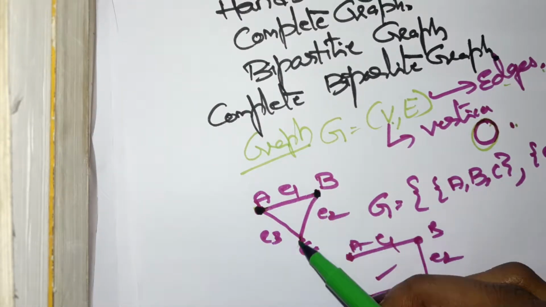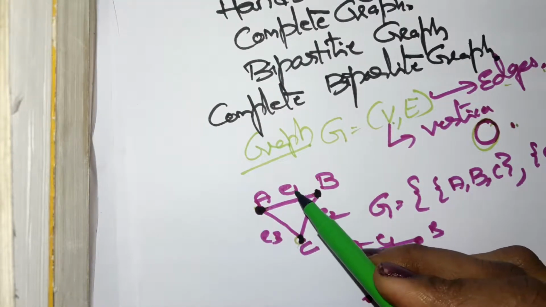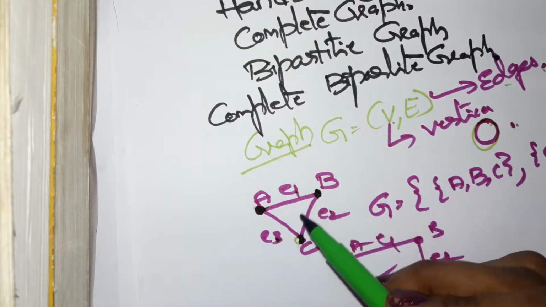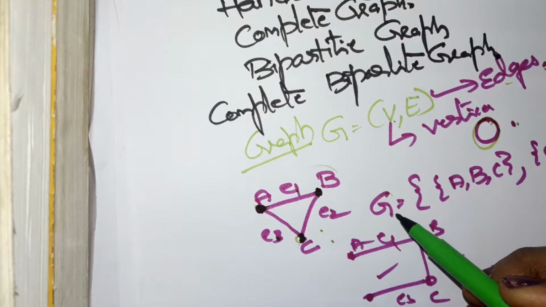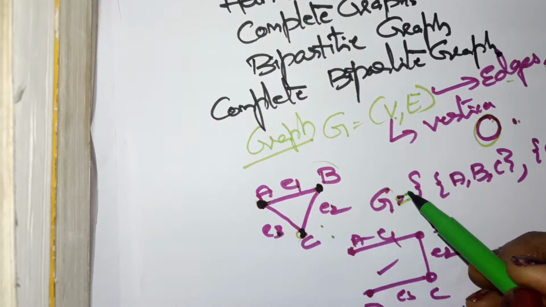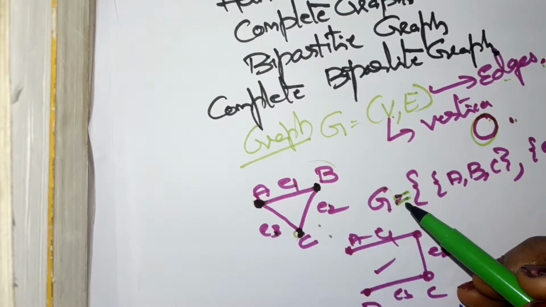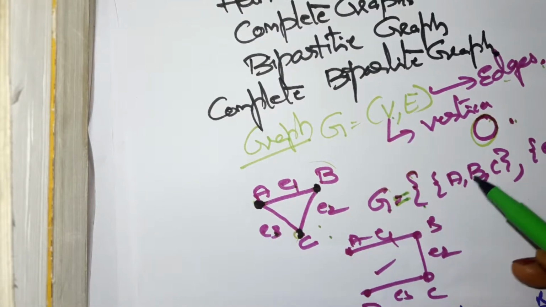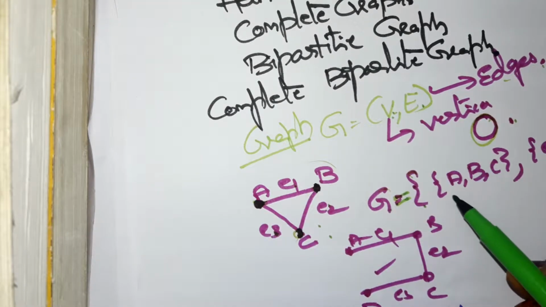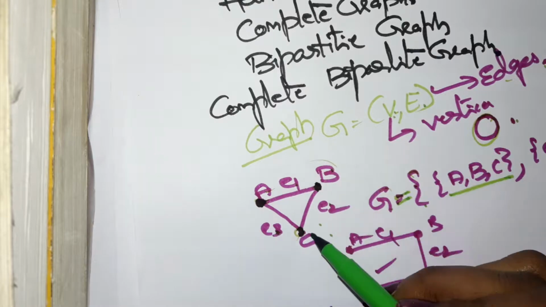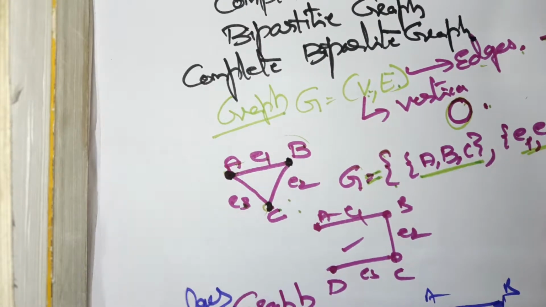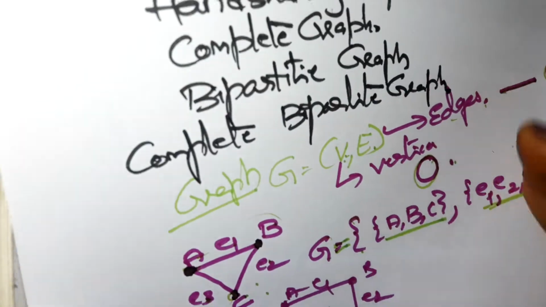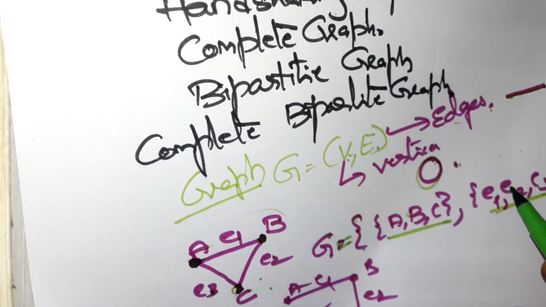Here A, B and C are the vertices and E1, E2, E3 are the edges. This is a simple graph. So this can be represented as G. Graph can be represented by using G, which is a combination of vertices and edges. Vertices are A, B, C, and edges are E1, E2, E3.